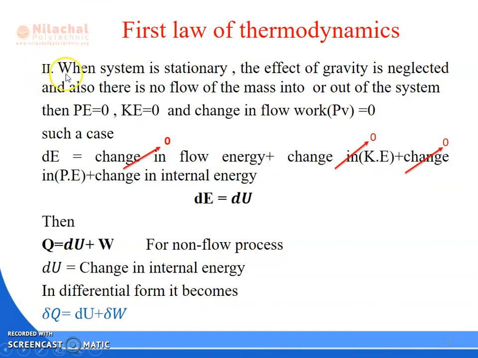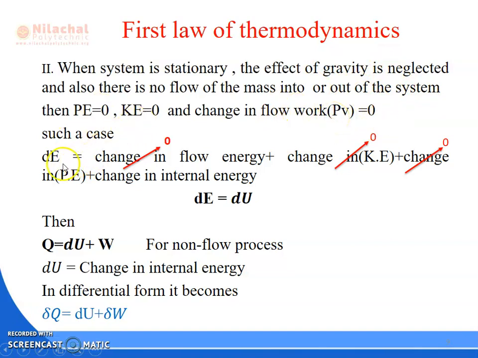So the second statement: suppose there is a condition when the system is stationary, the effect of gravity is neglected and there is no flow of mass into or out of the system. System is stationary, that means kinetic energy will be 0. Effect of gravity is neglected, so potential energy will be 0. And if there is no flow of mass into or out of the system, that is a closed system or non-flow system. For a non-flow system, the flow work will be 0, PV is equal to 0. That flow work appears when it is an open system.